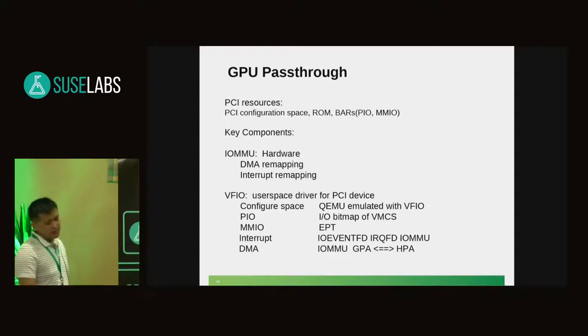And for VFIO, virtual function IO, for the configuration space, you could use QEMU emulation. And PIO, this is the general IO interception. There's an IO bitmap inside the VMCS structure, the VT-x part. And also MMIO makes the IO memory accessible by EPT, like normal memory. In this part, you don't need to use a VM exit for some of the IO access. That saved a lot of performance.